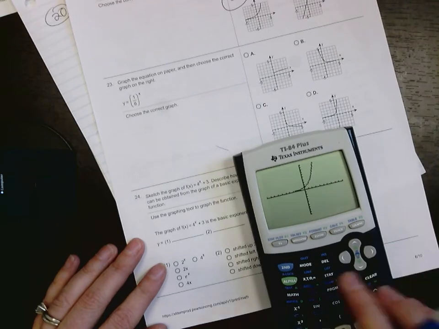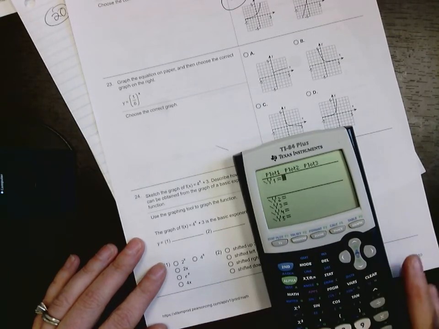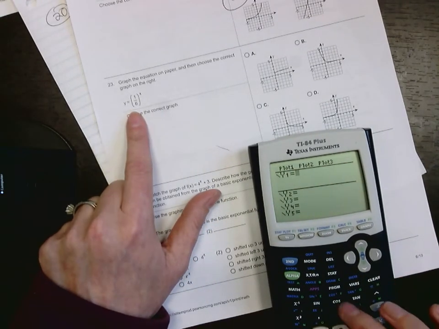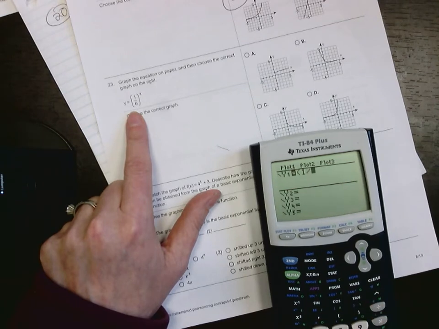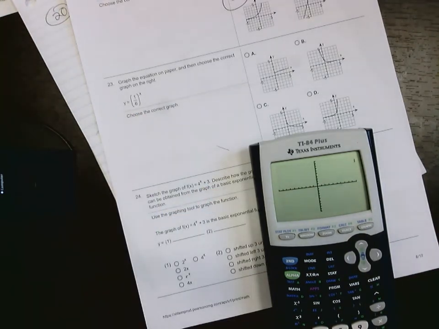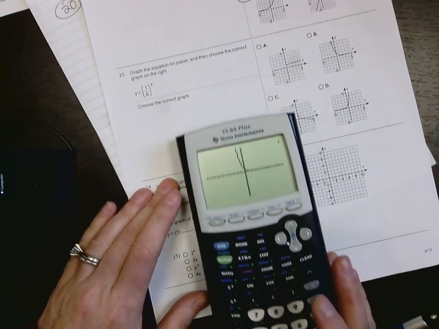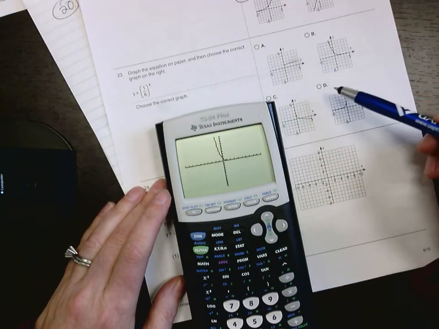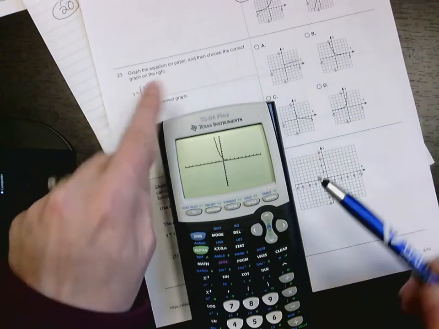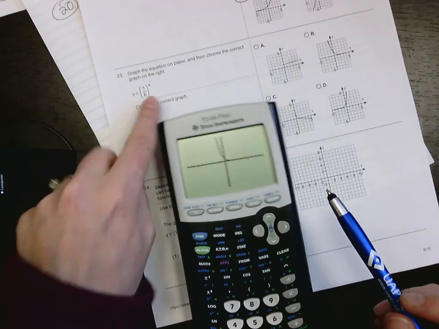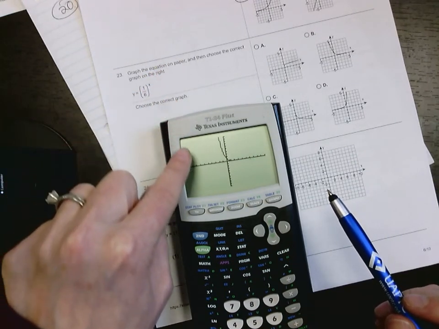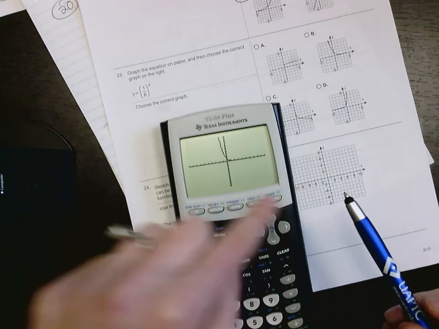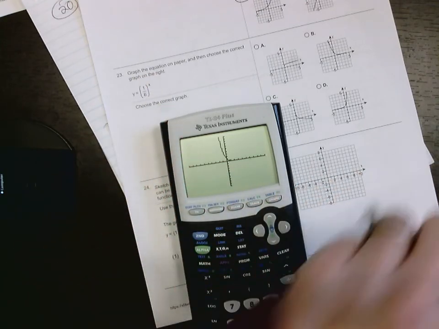23. Same thing. I can go to my y equals 1 over 6, raise that up to the x power, and graph that one and see what it looks like. Now, just like the other one, there's only going to be one that will match that. Since the base is less than 1, that makes the exponential graph have that shape where it comes down like that.